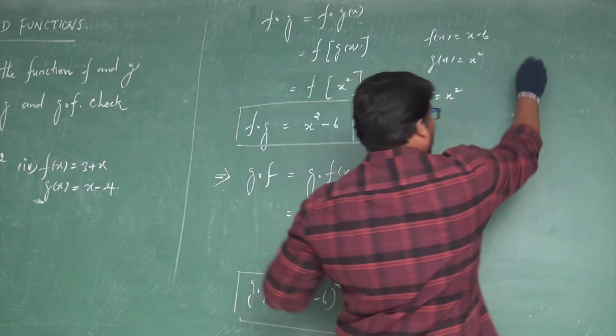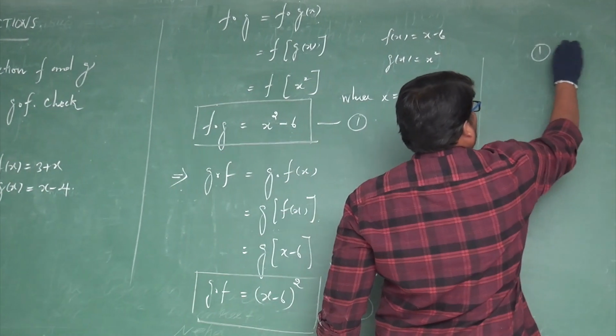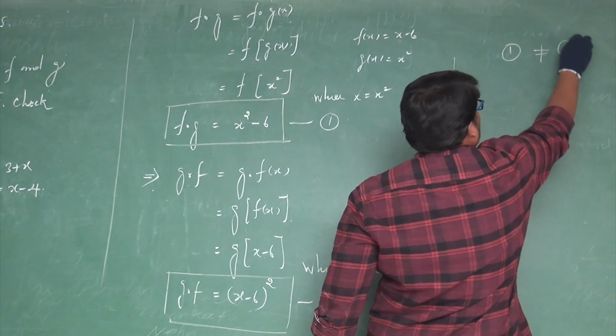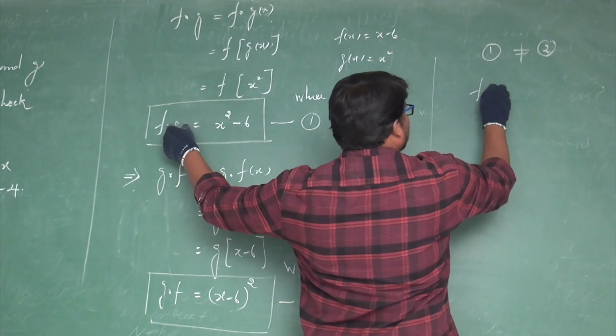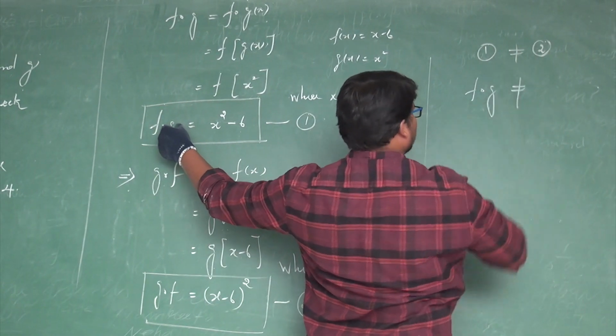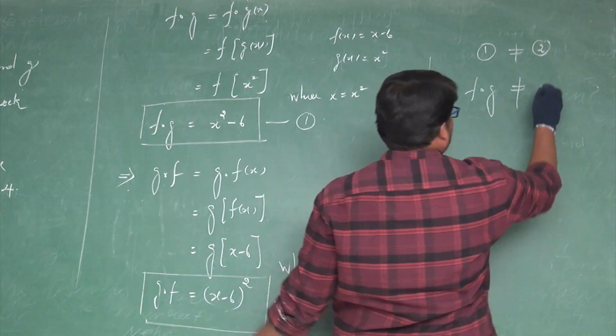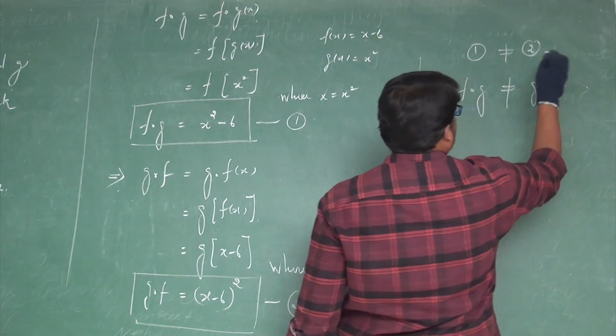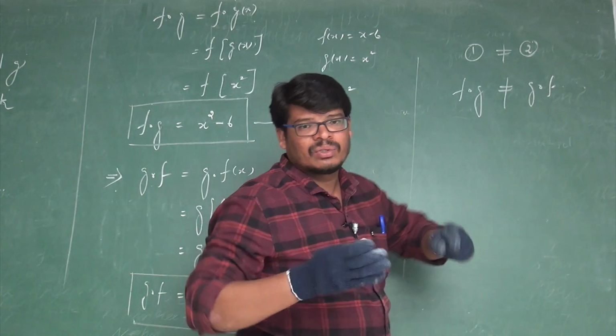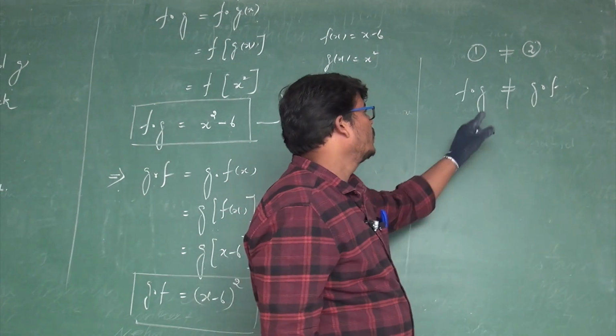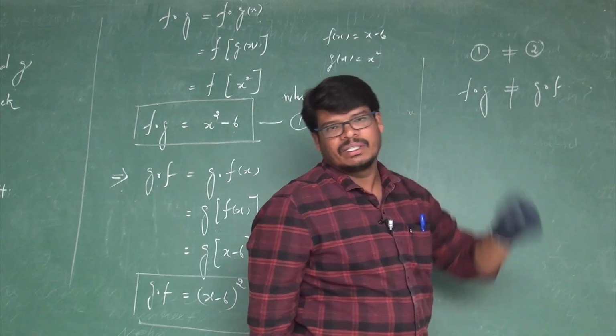But therefore, comparing 1 and 2, 1 is not equal to 2. Therefore f dot g is not equal to g dot f. Therefore the composition of two functions is not commutative. f dot g is not equal to g dot f.